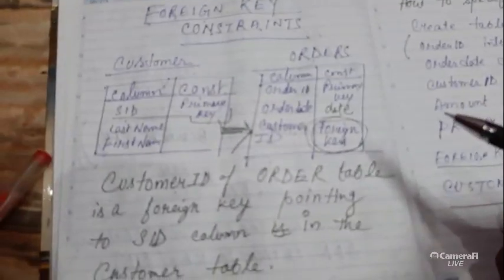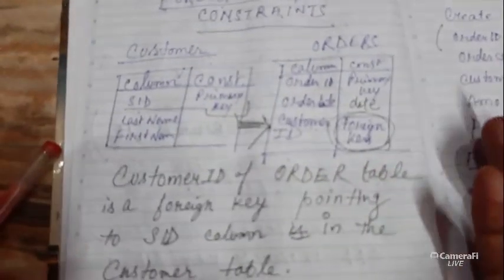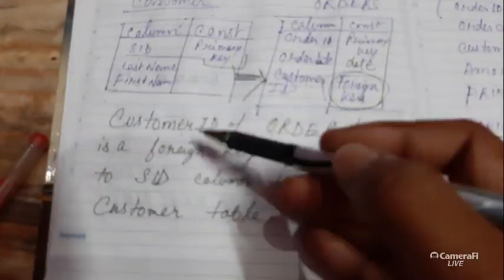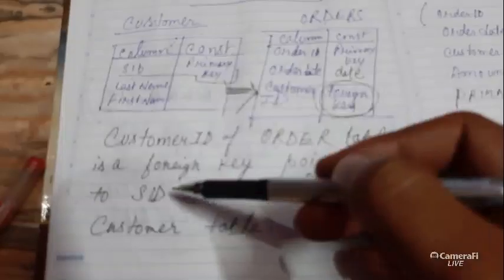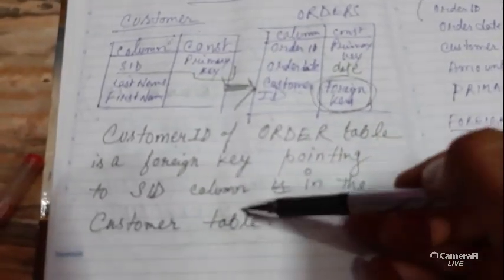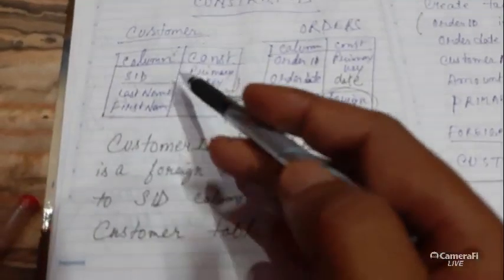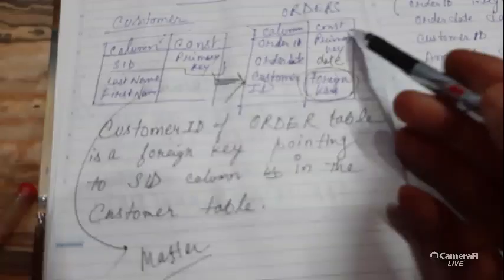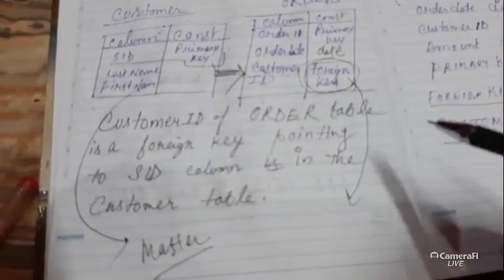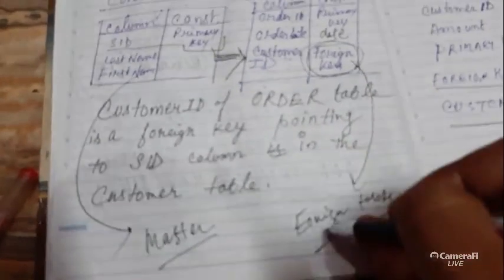So now I will create it through table creation. I will show you how to create it and how to use it. But before that, just see that customer ID of the order table is a foreign key pointing to the SID column in the customer table. What does this line suggest? This customer table is the master table, where the actual primary key is located, and the order table is the foreign table. The foreign table and master table are connected through the foreign key.